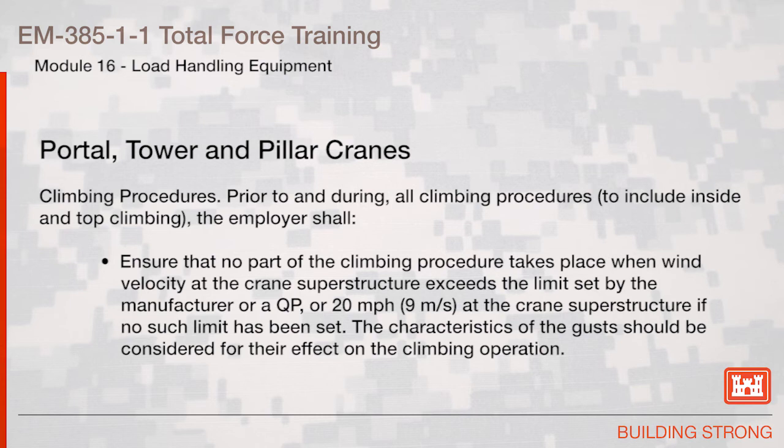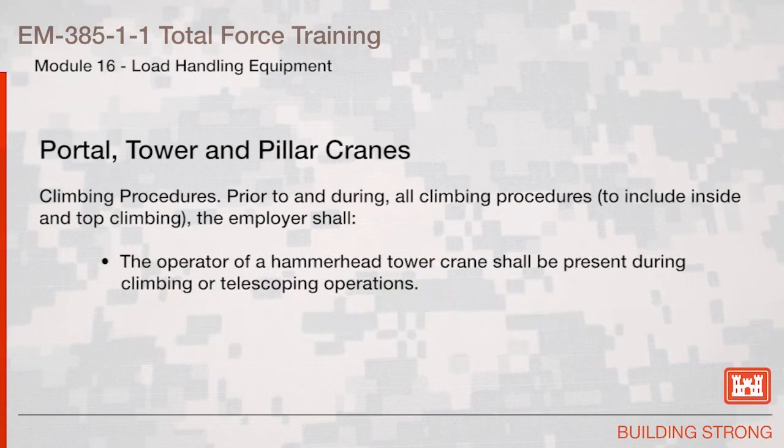The employer shall also ensure that no part of the climbing procedure takes place when wind velocity at the crane superstructure exceeds the limit set by the manufacturer or qualified persons, or 20 miles per hour at the crane superstructure if no such limit has been set. The characteristics of the gusts should be considered for their effect on the climbing operation, and the operator of a hammerhead tower crane shall be present during climbing or telescoping operations.